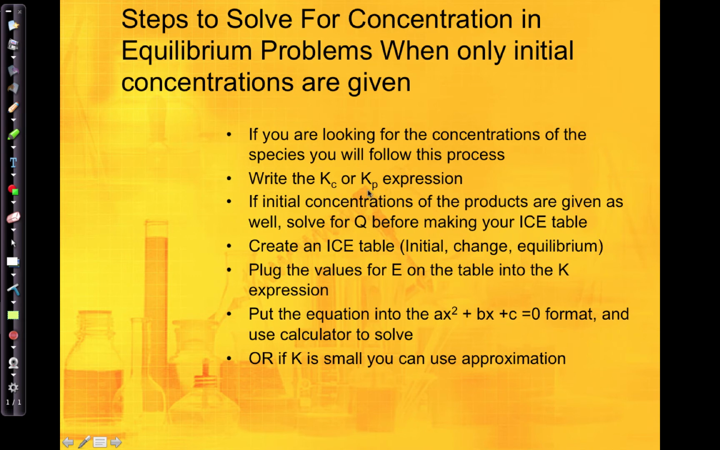You're going to write the Kc or the Kp expression. If initial concentrations of the products are given, you have to solve for Q before you actually make your ICE table. Now, if the initial concentration of the product is not given, then you can assume it's 0. So you're going to create your ICE table. And then once you get your ICE table, you're going to plug the values that you get for E into the K expression. And then at that point you're either going to put it into ax squared plus bx plus c and use your calculator, or if K is small you can use something called approximation, which I'm going to show you.